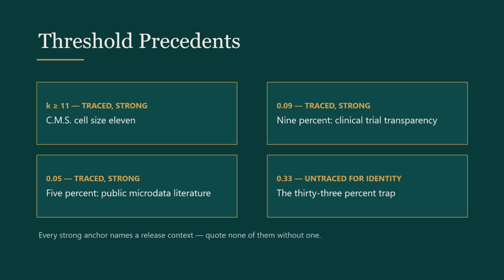Notice something about all three strong anchors. Every one of them names a release context: public microdata, public clinical trial documents, published beneficiary tables. Not one is a general statement about health data as such, which means quoting any of them without naming your context misuses it. And in the corner sits the 33% rule, which practitioners cite constantly and which does not trace to identity risk at all. We will give it a full slide because knowing why a number is wrong is more useful than knowing that it is.